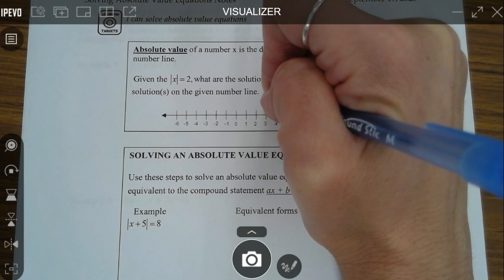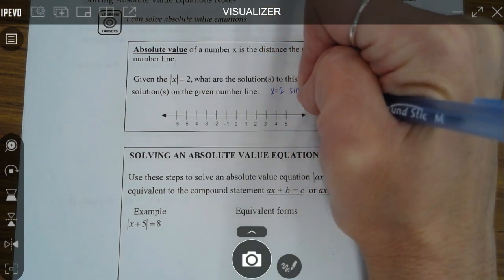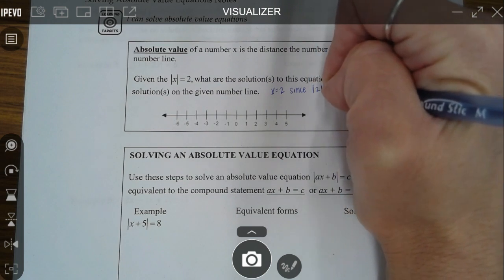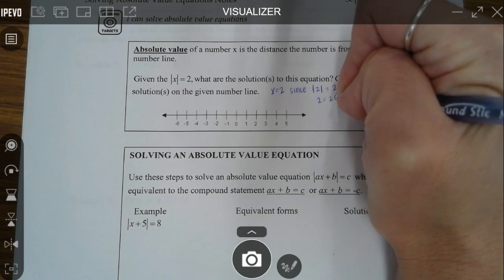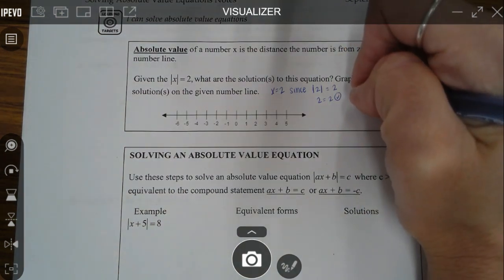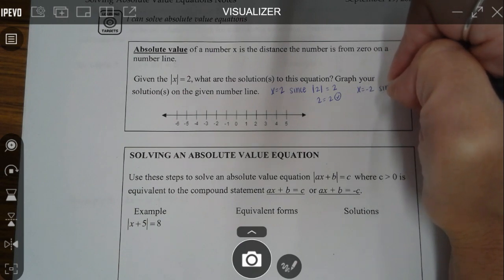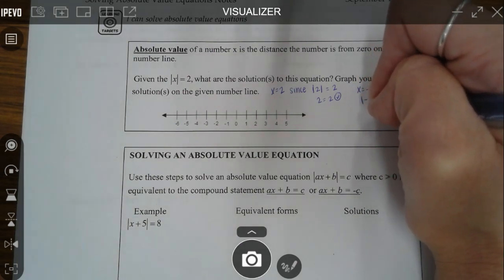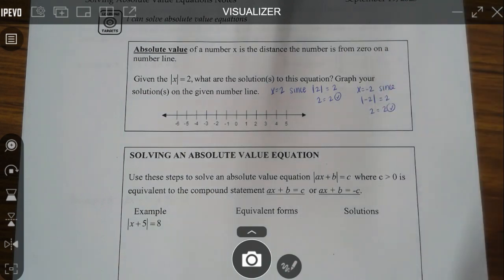One of them would be x equals 2. And that's because if I substitute in 2, when I take the absolute value, I get a 2. But I can also substitute in a negative 2, because if I put in the absolute value of negative 2 and simplify that, I also get 2 equals 2.